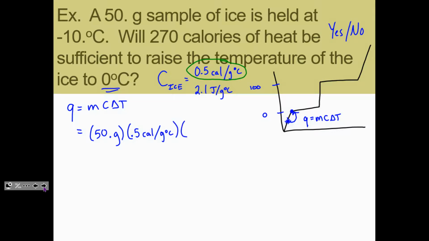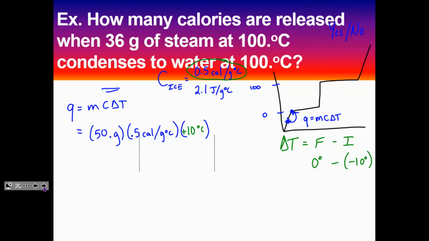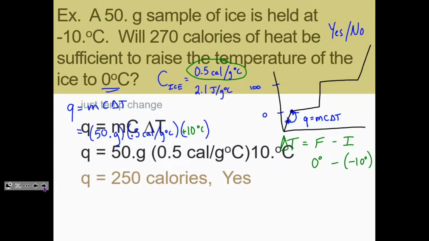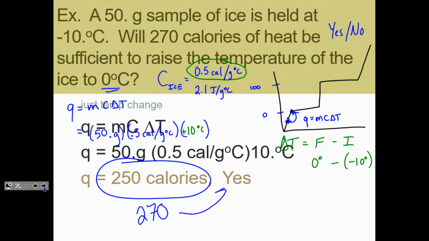And then the change in temperature is going to be final minus initial. Final temperature is 0 degrees minus the initial, which was a negative 10. So that's a change of positive 10 degrees Celsius. And a little bit of mental math, but the answer is 250 calories. So the question said, will 270 calories be enough? So the answer is yes, by 20 calories.